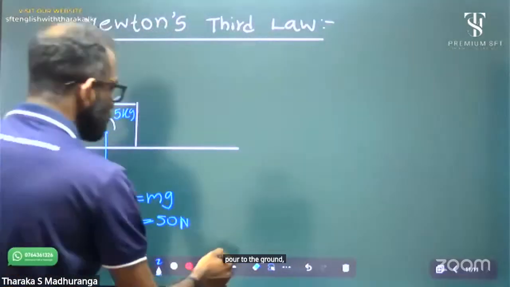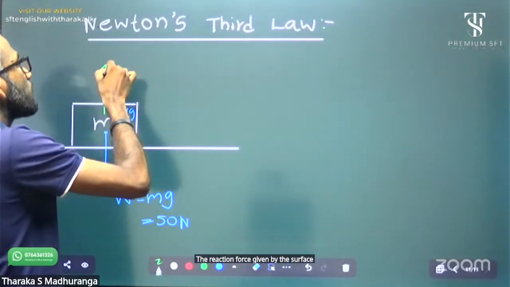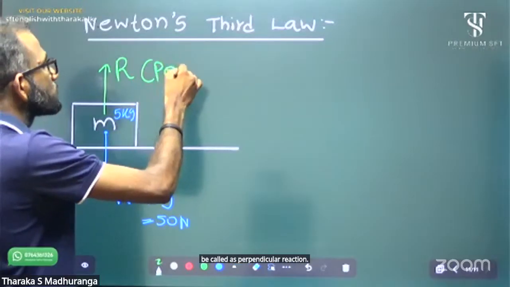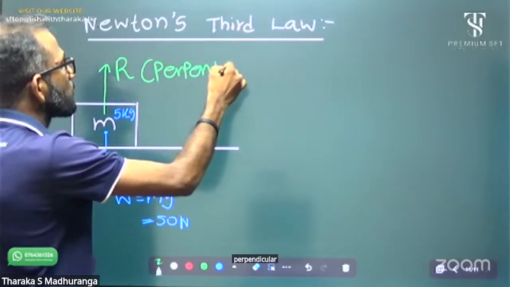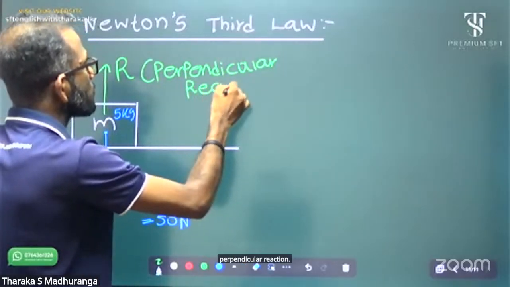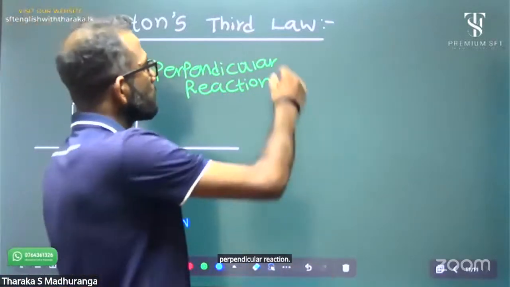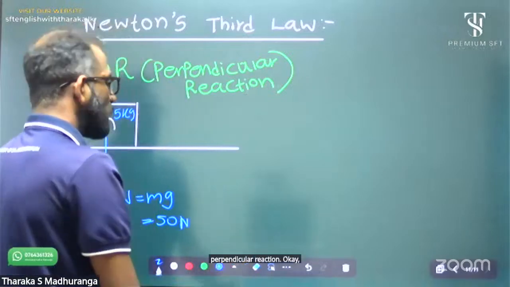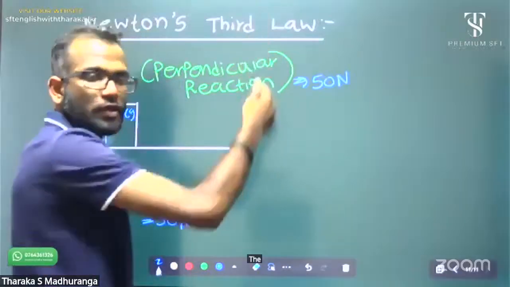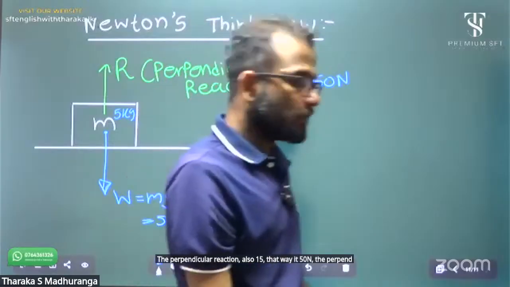The reaction force given by the surface we call the perpendicular reaction. It is capital R, the perpendicular reaction. Okay, do you know what the magnitude is? The perpendicular reaction is also 50 Newton. That's why the weight is 50 Newton, and the perpendicular reaction is also 50 Newton.